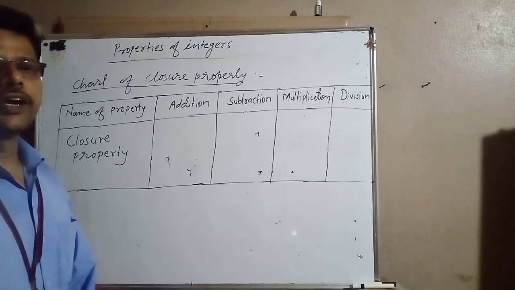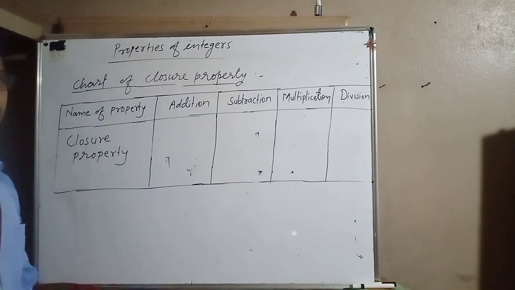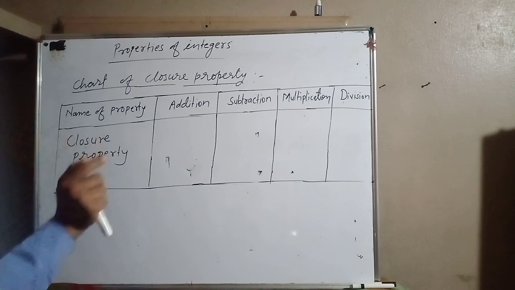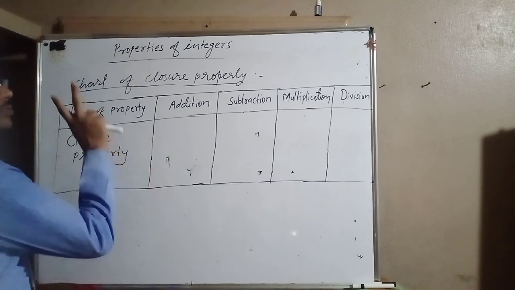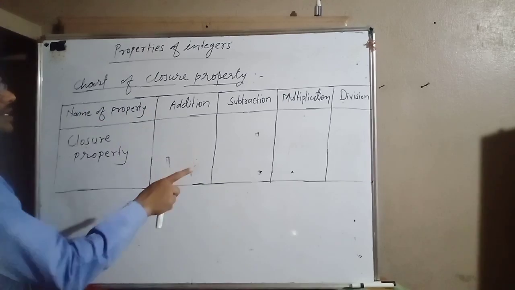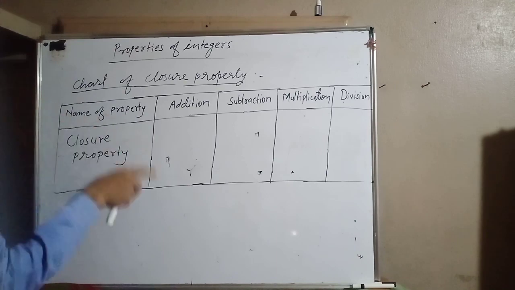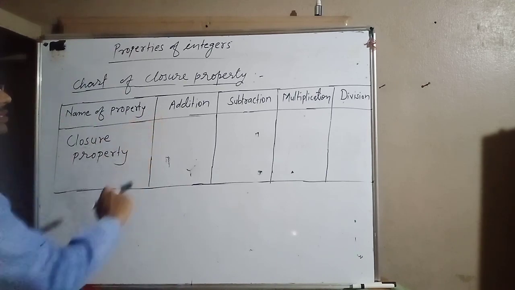Good morning, dear student. Today we are going to learn about the properties of integers. Here we are going to learn whether the sum of two integers is an integer or not. If the sum of two integers is an integer, we can say that the integers are closed under addition.